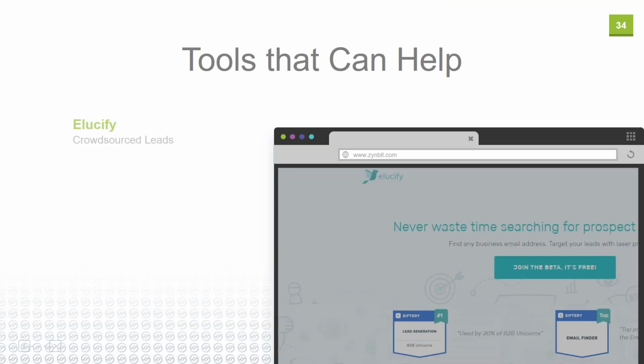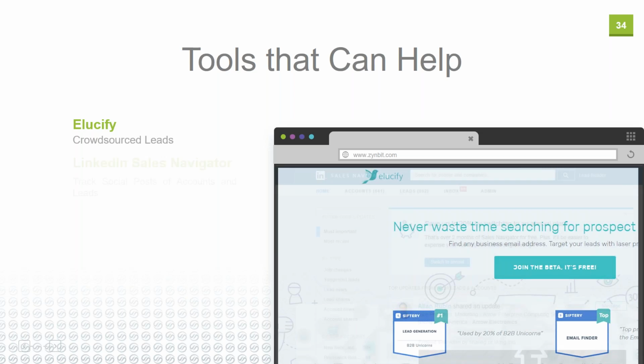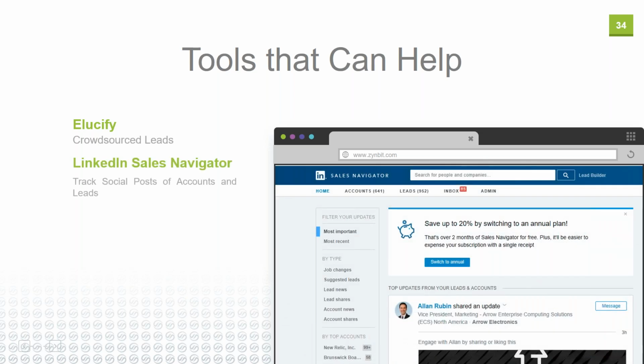So first off, there's this tool out called Elusify. And what it is, it provides you crowdsourced leads. So when you sign up for Elusify, it looks at your contacts, and every salesperson who signed up with Elusify, it looks at their contacts within Outlook. So all the contacts that you get, all the leads that you get, are known to other people and other individuals, and they give you name, title, and email address, right? And then you type those leads into a product like LinkedIn or even LinkedIn Sales Navigator, where you can track those individuals and find out what those particular individuals are really interested in.